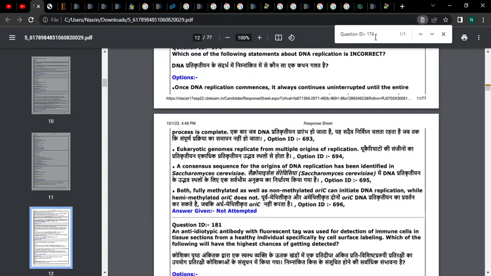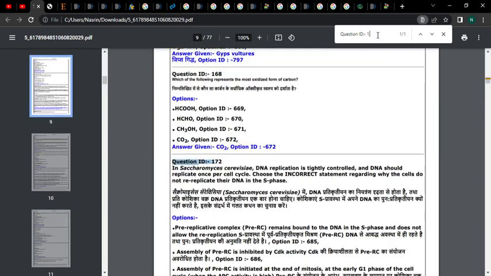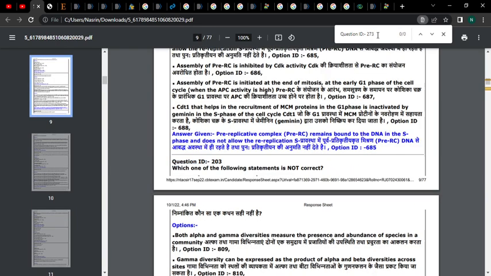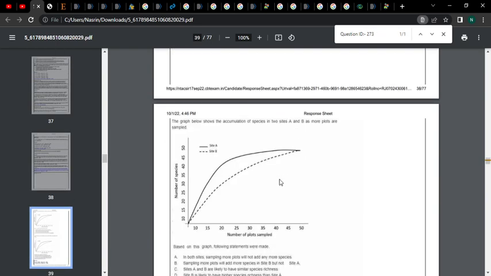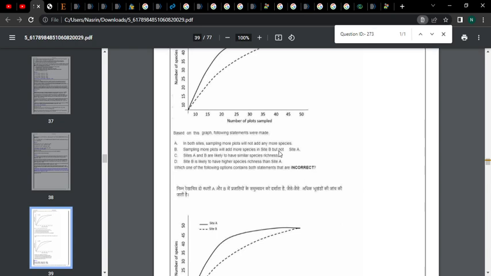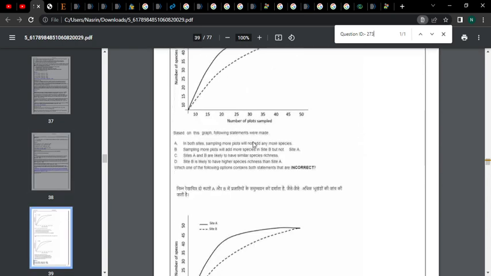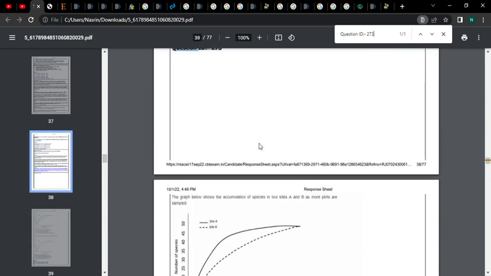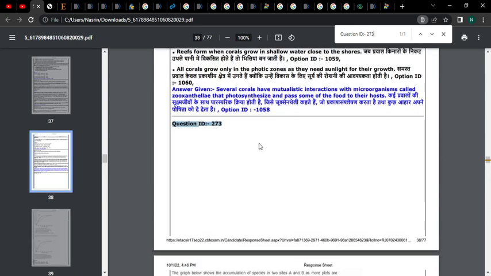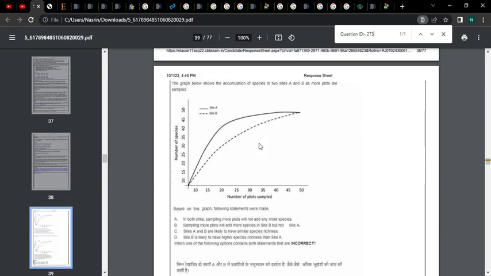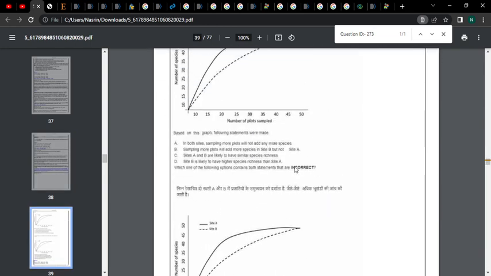Okay. So the next question is with regard to question number 273. In this question, many students are confused. I don't know how students are attempting these questions. For this particular question, options A and C are correct, friends. They are asking for the incorrect statement. Based on my knowledge, the answer that is given by NTA is absolutely correct.